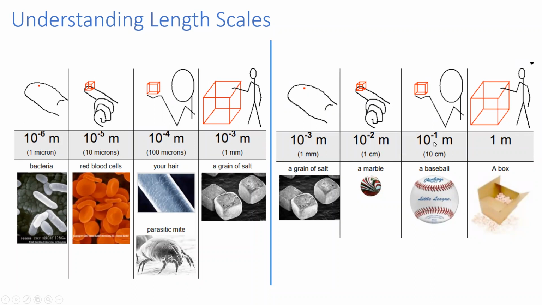Then 1/10 of a meter is called 10 centimeters. You can say it is a baseball. You can hold 10 centimeters in your palm. Then 1/10 of that, or 1/100th of a meter, is something which you can keep on your fingertip. But 1/1000th of a meter is basically just a dot on our fingertip. You can imagine a grain of salt is 1/1000th of a meter, which we call a millimeter, 1 millimeter.